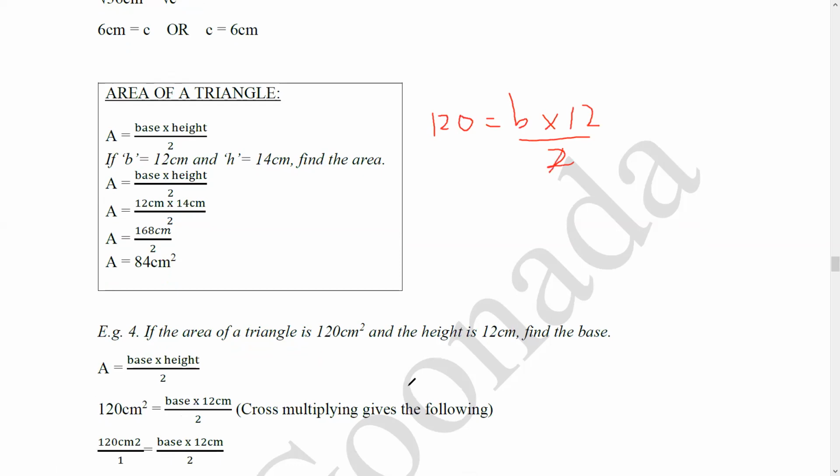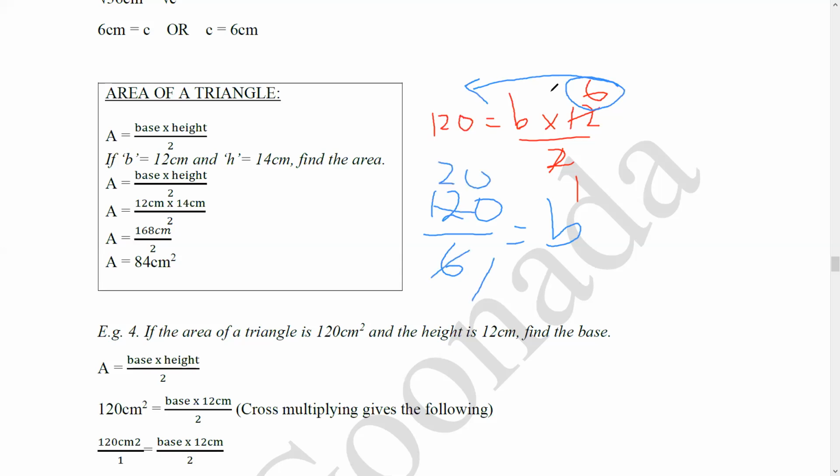So 2 into 2, 1, 2 into 12, 6. This is multiplication. When multiplication goes across, it becomes 120 divided by 6, which is equal to base, right? And of course, 6 into 6, 1, 6 into 12 is 2 when you add the 0, so it's 20. So 20 is equal to the base, or you can say base is equal to 20 centimeters.